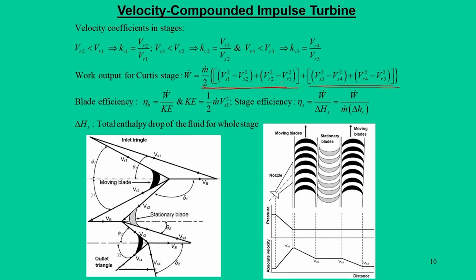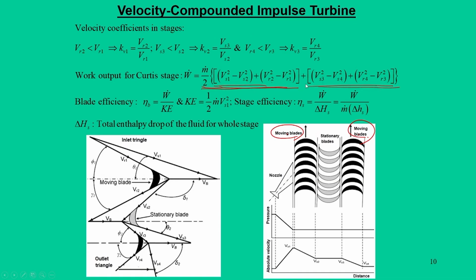But what happens if you have a pure impulse mode, the relative velocity terms will become 0. So, we say that this work output is only pure impulse mode. Now, in this case, since we have two sets of moving blades, each of them will have a velocity triangle. So, in the first case we have a velocity triangle which involves Vs1, Vs2, Vr1 and Vr2. In the second case we have Vs3, Vs4, Vr4 and Vr3.